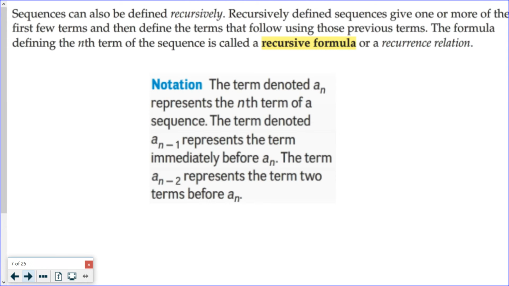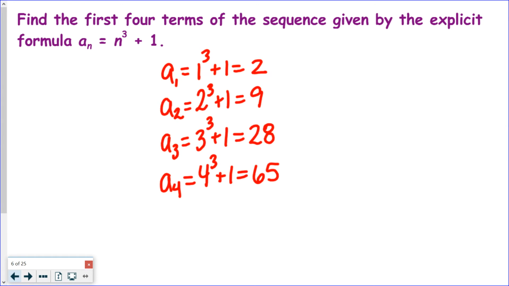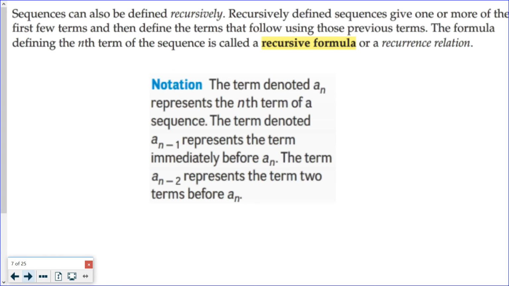All right, so this one is defined explicitly. In other words, when I plug in 1 to find my first term, I just plug it in here and it tells me what the first term is. Super easy. Explicitly defined sequences are real easy to find your terms. There's another kind called a recursive formula. In order to find your terms for a recursive formula, you have to know all the terms that came before it. I will talk about that in the next video.